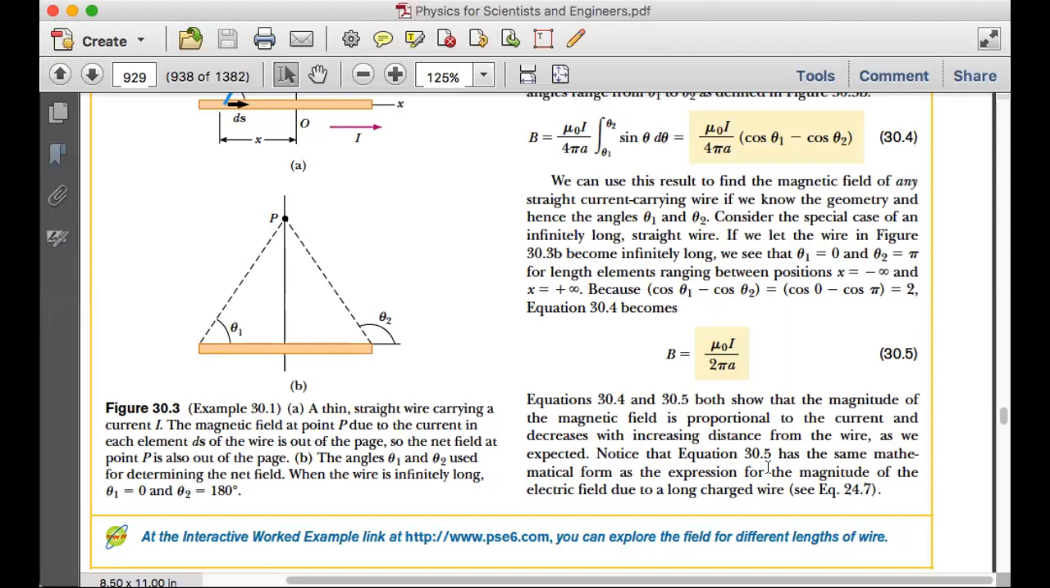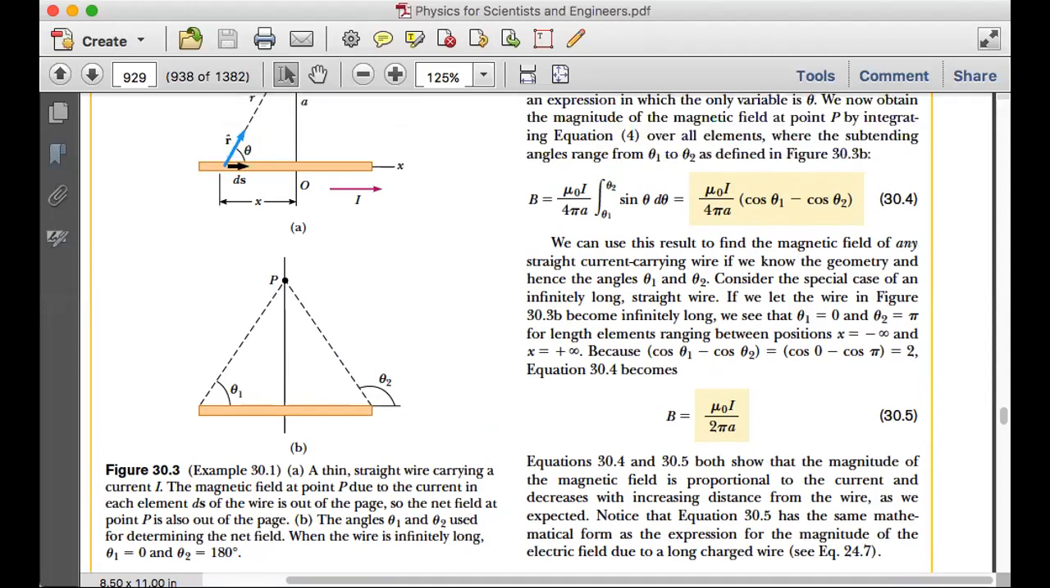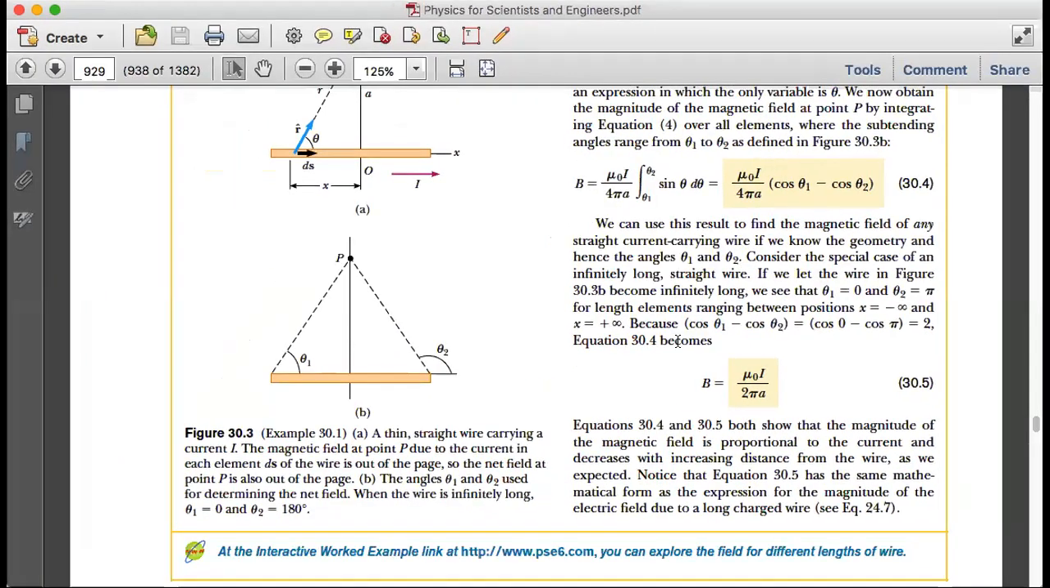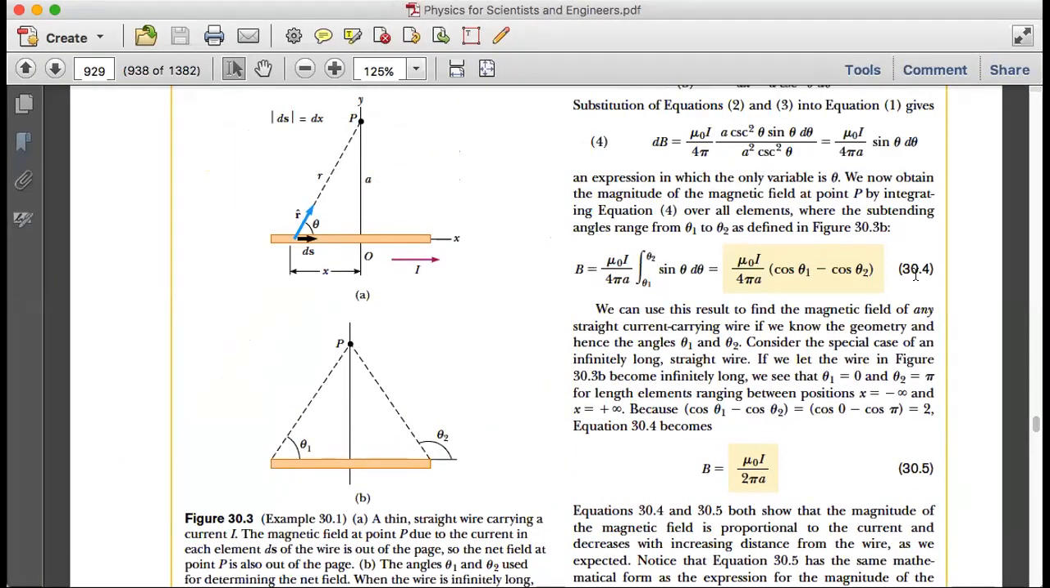So, sir, if we have a certain length, for example L, we use cos theta 1 minus cos theta 2. Yeah, exactly. But if it's a very long line, we use 30.5. Okay. Thank you.